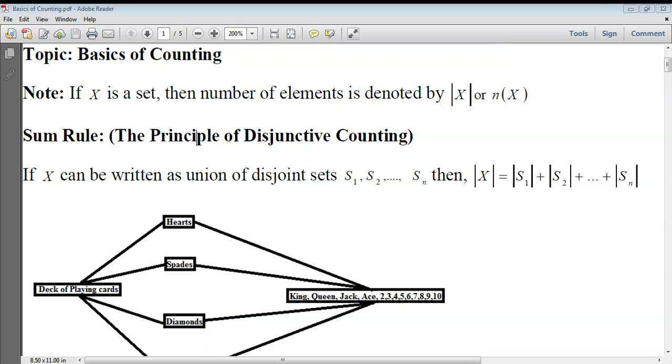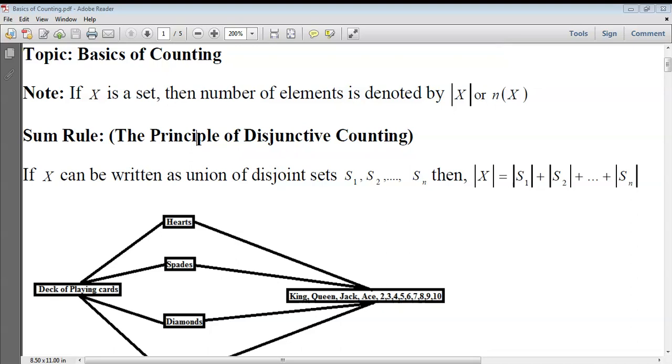Next, let us see the sum rule. If S1, S2, S3, and so on are disjoint sets of the set X whose union is also X, then the cardinality of X is equal to the cardinality of S1 plus cardinality of S2 plus and so on, cardinality of Sn. So it means the number of elements.